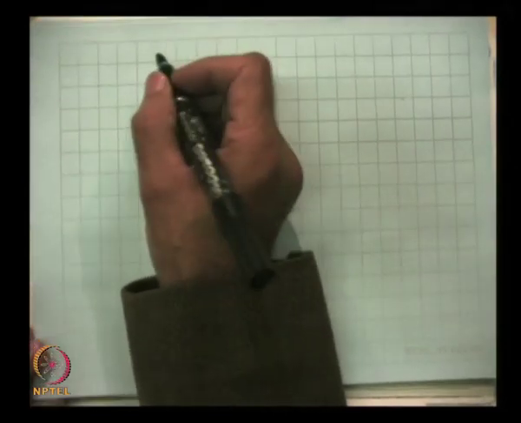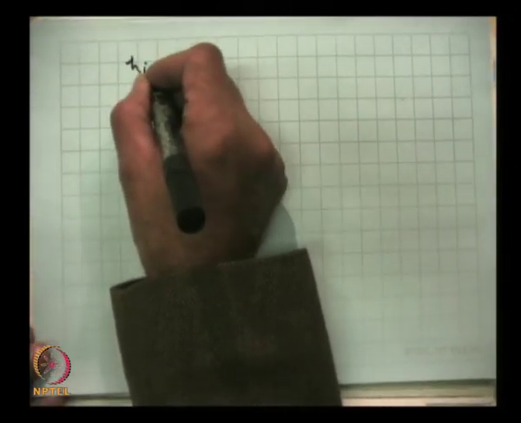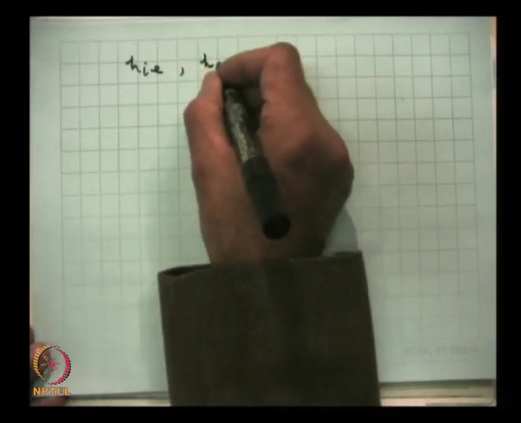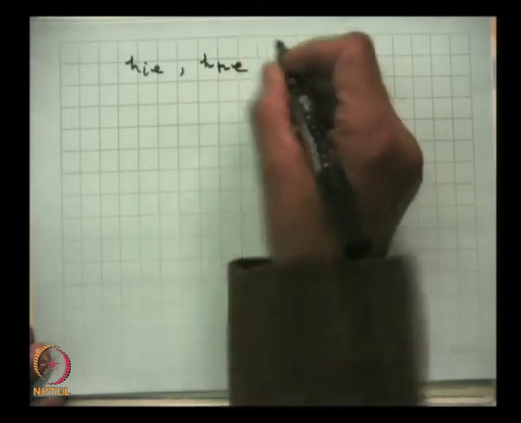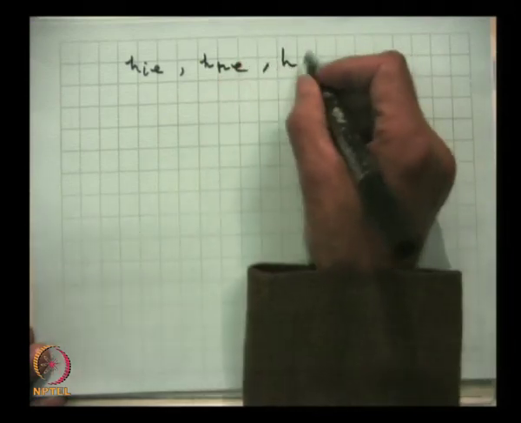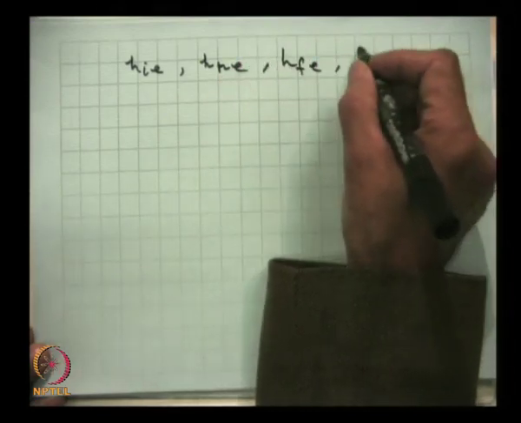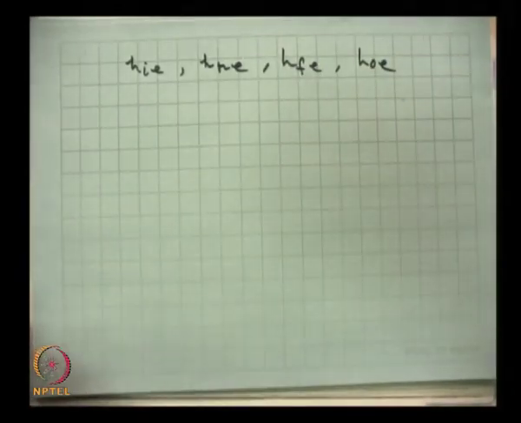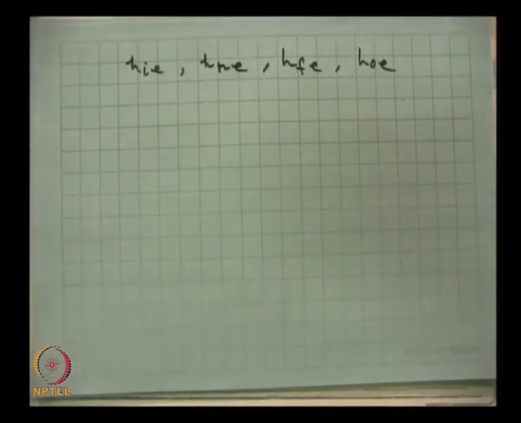So, for a CE amplifier, the 4 h parameters will be h_ie, h_re, h_fe and h_oe. These are the 4 h parameters, hybrid parameters, for the common emitter circuit. And how can we get the boundary conditions?